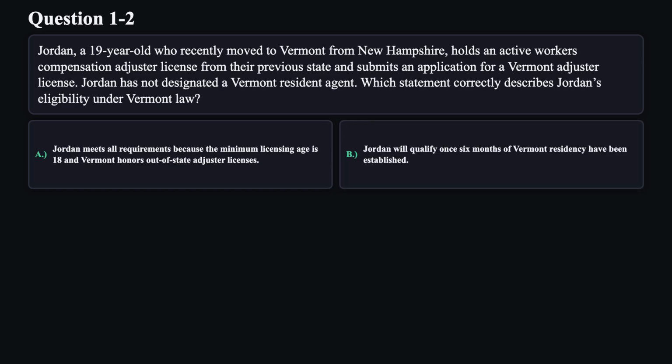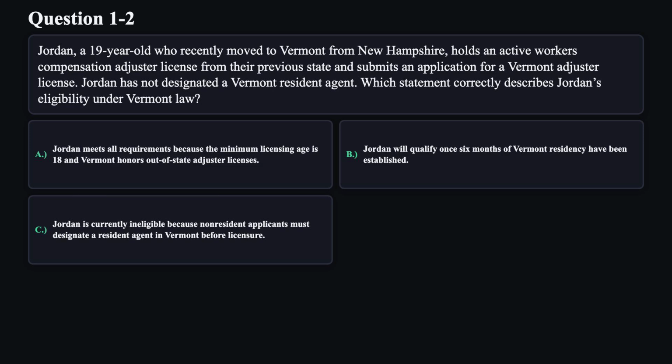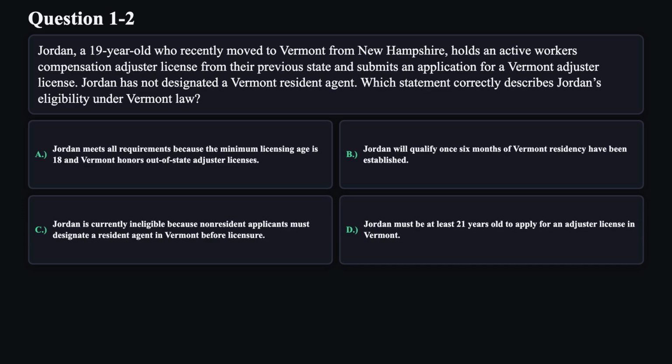B. Jordan will qualify once 6 months of Vermont residency have been established. C. Jordan is currently ineligible because non-resident applicants must designate a resident agent in Vermont before licensure. D. Jordan must be at least 21 years old to apply for an adjuster license in Vermont.